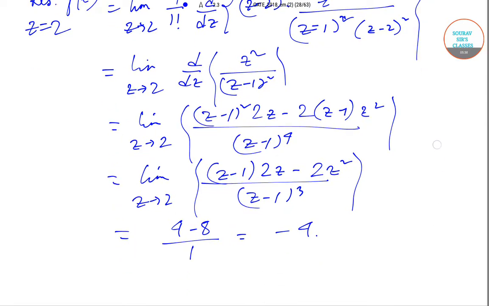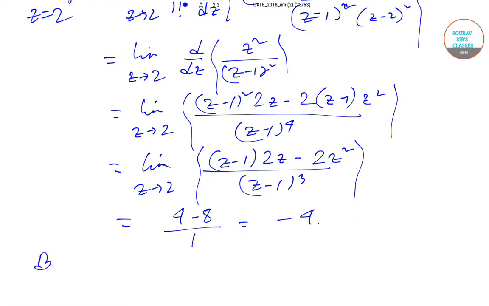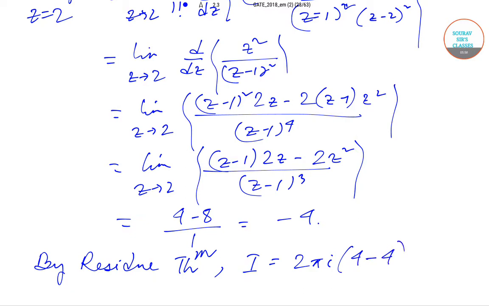So by residue theorem, I, which is the integration we are finding out, will be equal to 2 pi i into 4 minus 4, that is equal to 0, which is option B. This is option B.